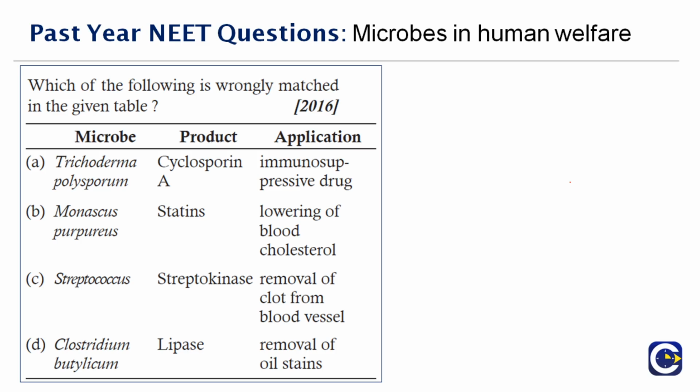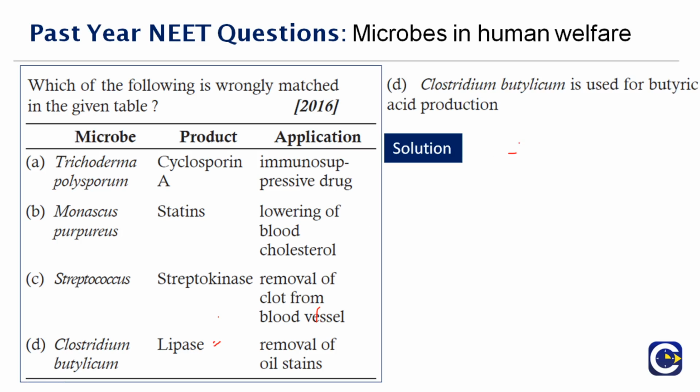Okay. Next question here. Which of the following is wrongly matched here? Trichoderma has cyclosporin. That is right. Monascus has statins. That is also right. Streptococcus produces streptokinase. That is also right. Now the last one is wrong. Clostridium butylicum does not produce lipase. It is used for the butyric acid production. So this is where we go wrong. Option D is wrong. It does not produce lipase. Instead, it produces butyric acid. Therefore, the correct answer is option D.